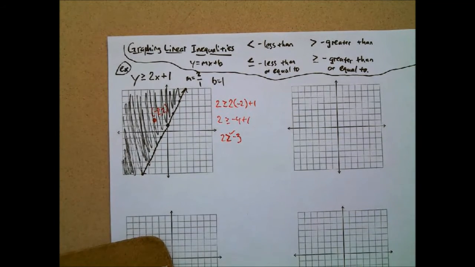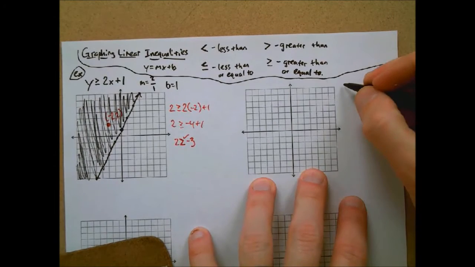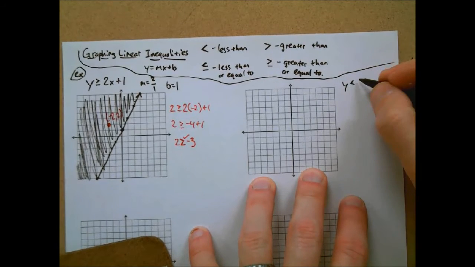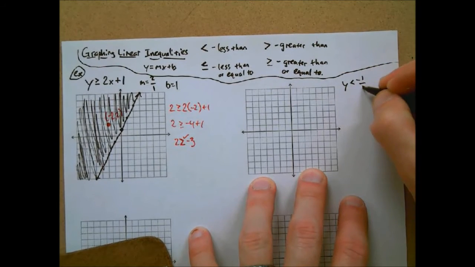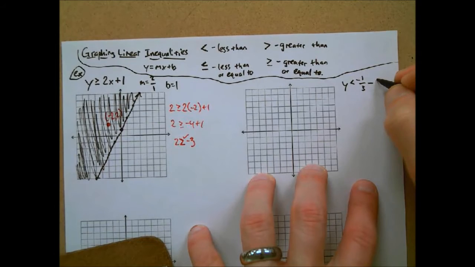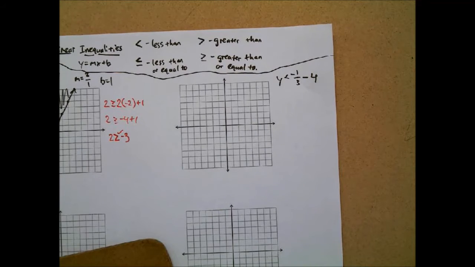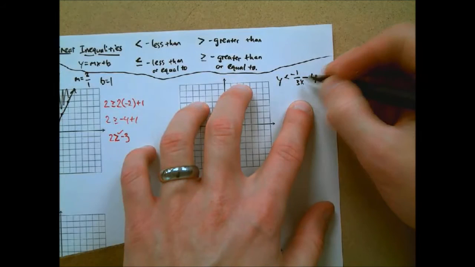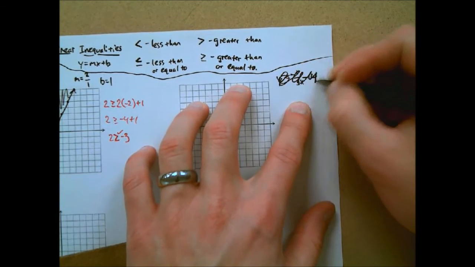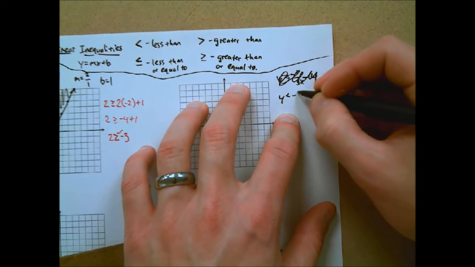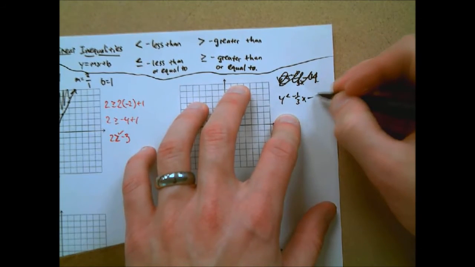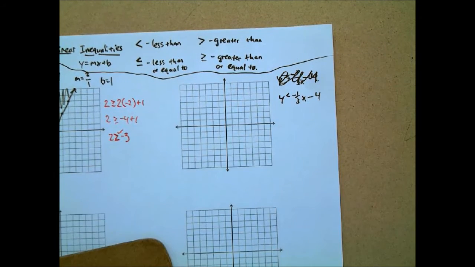So let's try another one. How about y is less than -1/3 -4? Okay, so there's our next one. Oh, no. Oh, I forgot the x. Sorry. Let me rewrite that. That's my mistake. Y is less than -1/3 x -4. Sorry about that. I forgot to put the X in, and that was my bad.